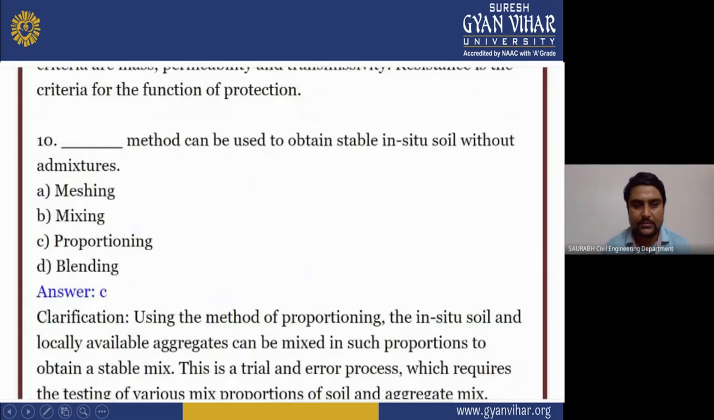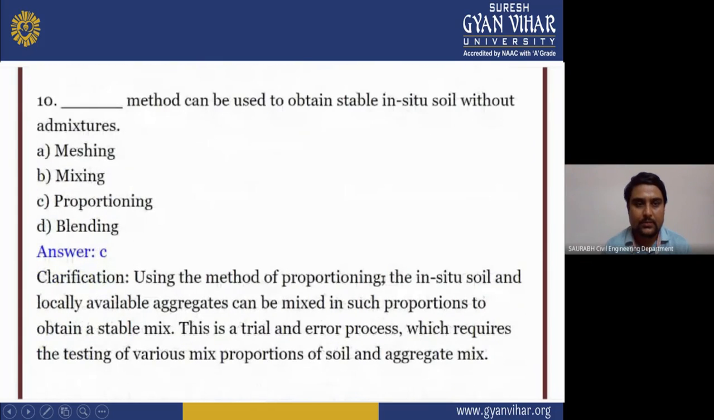Come to the last question, which is number 10. Which method can be used to obtain stable mix without the admixture? Meshing, mixing, proportioning, and blending. Here the right answer is C, which is proportioning. Using the method of proportioning, soil and locally available aggregate can be mixed in such proportion to obtain a stable mix.